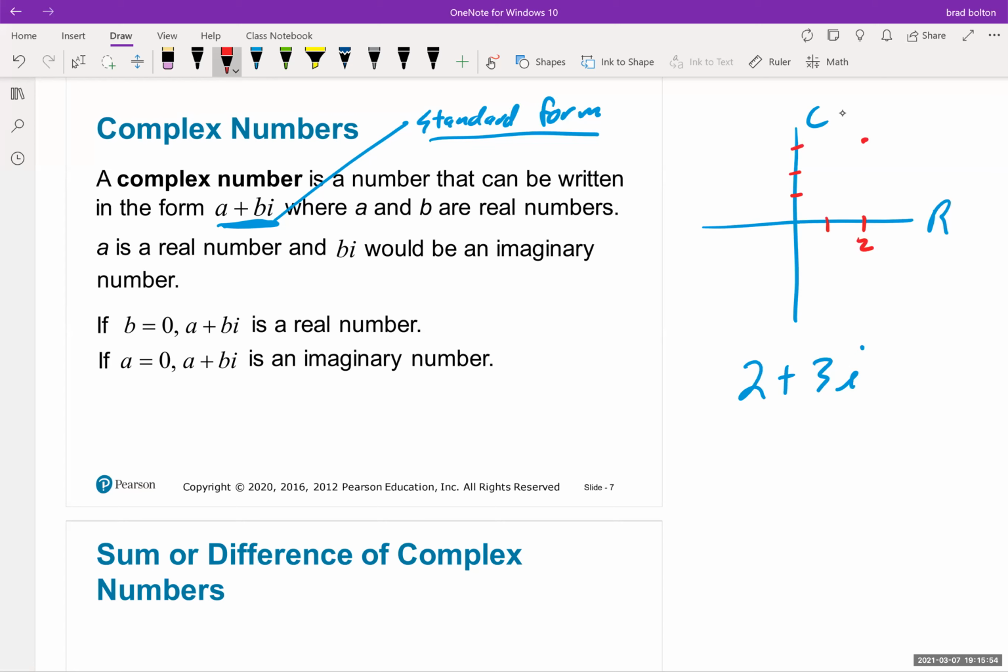So that would be right there. Okay, so we would have it basically, it feels an awful lot like a vector. So that's why they like us to write numbers in standard form like this. I oftentimes think of it like this.